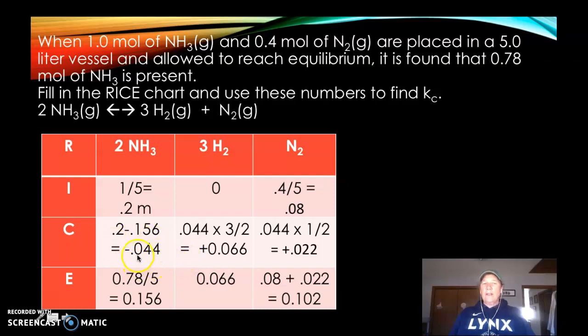So on this one, this is a 2. If I take this number times 3 and divide by 2, I get 0.066. On this one, I have to divide by 2, because again, on all of these, I have to do mole ratios. And that's what I did up here, to show you what I did to get these numbers. Then you just add or subtract, and you've got what they are at equilibrium.